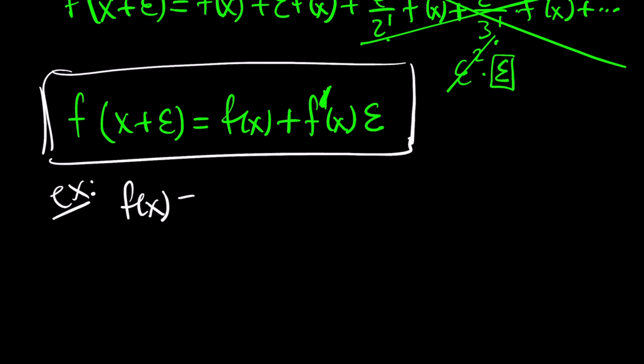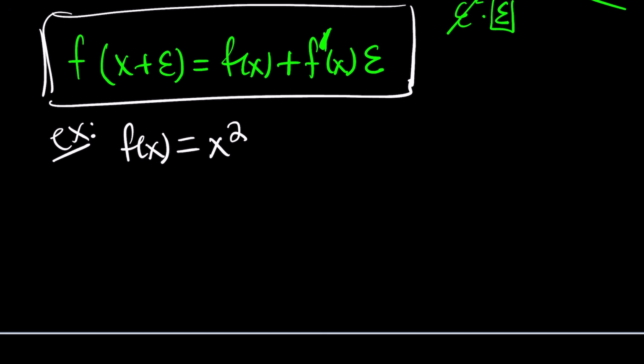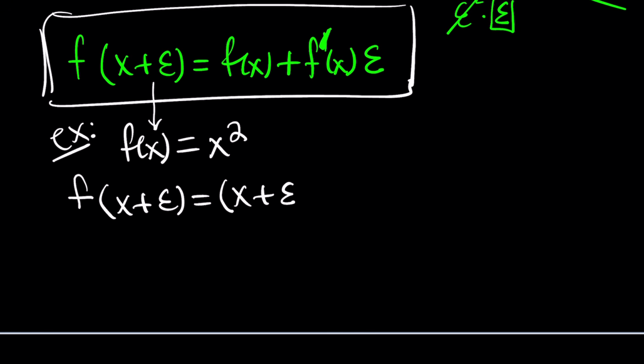So anyways, let's just start with f of x equals x squared, right? So in this example, what I'm going to do is, so it's just a quadratic function, right? I'm going to replace x with x plus epsilon so that we can see what is going on, okay? So let's replace x with x plus epsilon. And of course, on the right-hand side, we're going to end up with x plus epsilon squared. By definition of the function, we get that.